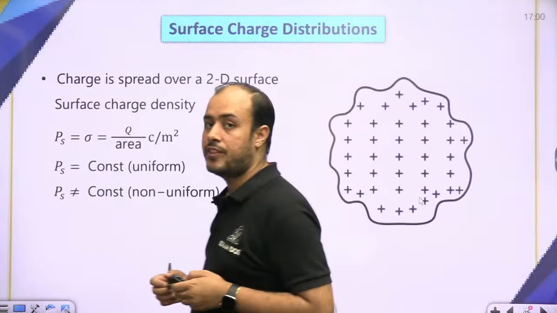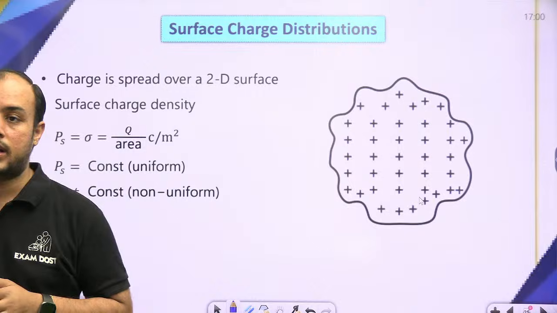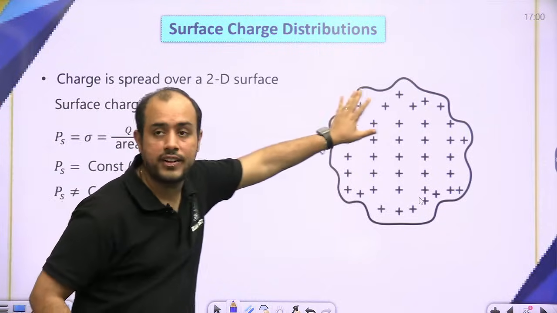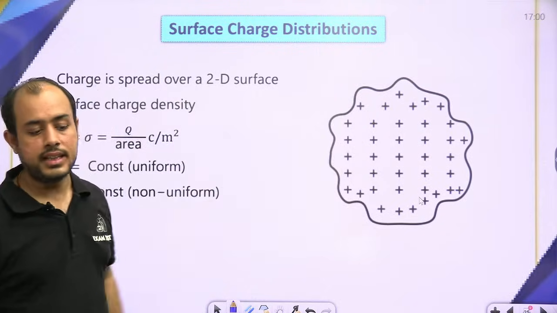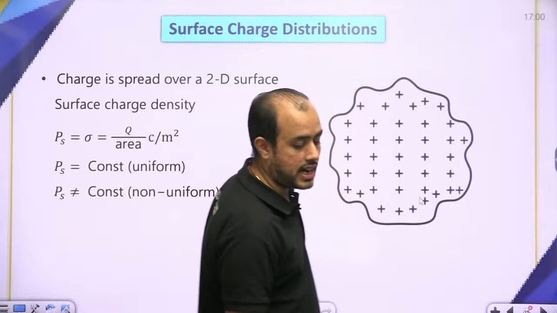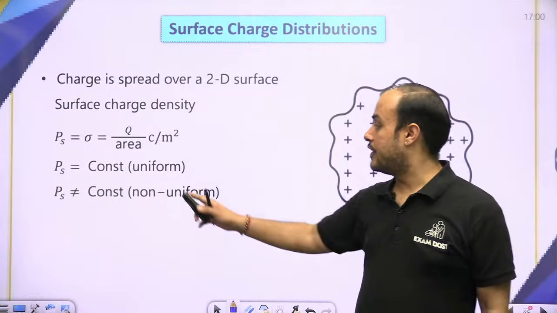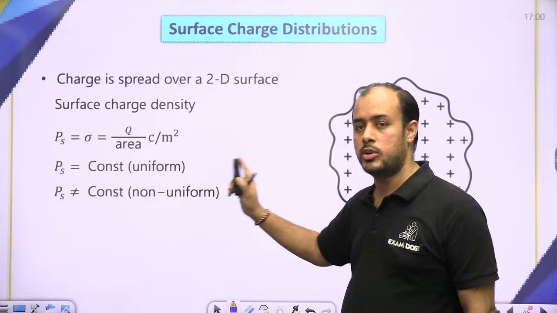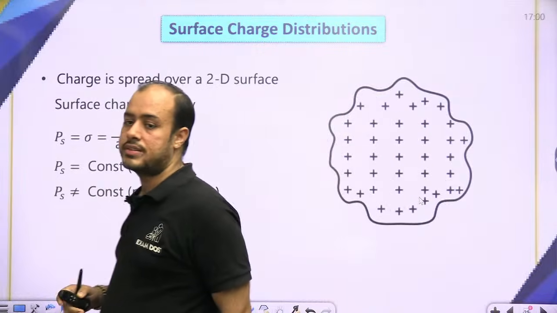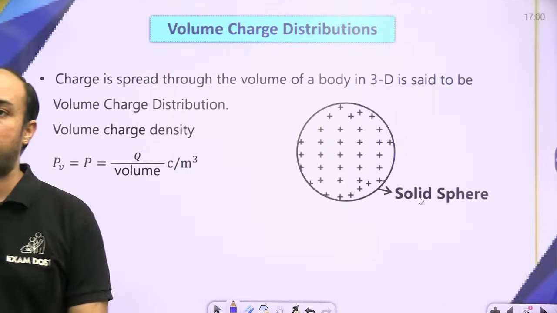Second is, beta, surface charge. When the charge is spread over a two-dimensional surface like this. Okay. Then surface charge density is charge per unit area. If it is constant, it is called uniform. If it is not constant, it is said to be non-uniform.